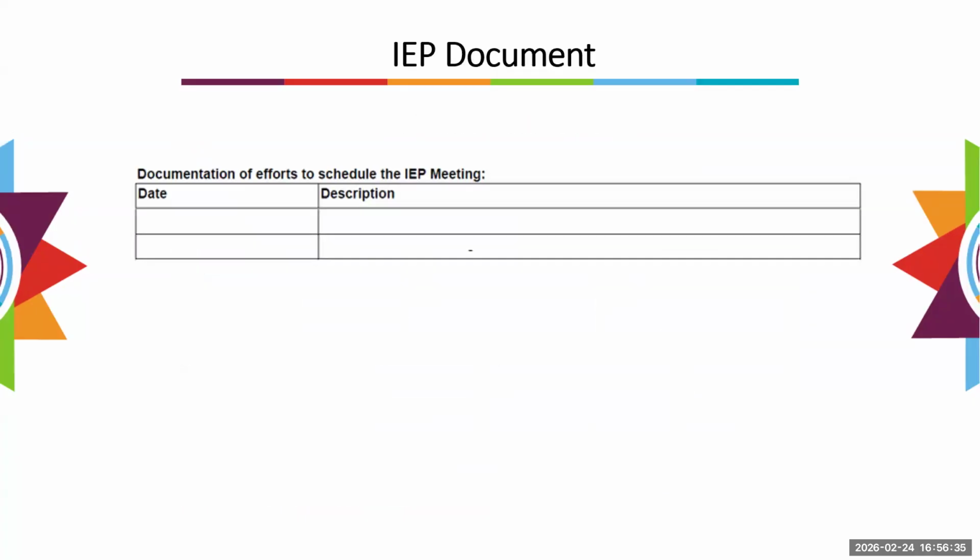Here is an example of what this part of the IEP document looks like. And this is where the school documents all their efforts to schedule the IEP meeting with you all as a family. So any phone call, any email that they provide, and confirmation of the meeting will all be listed in this area.